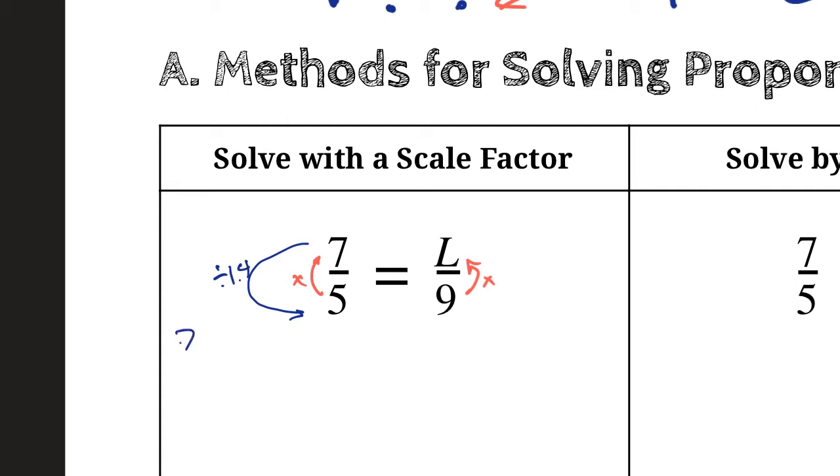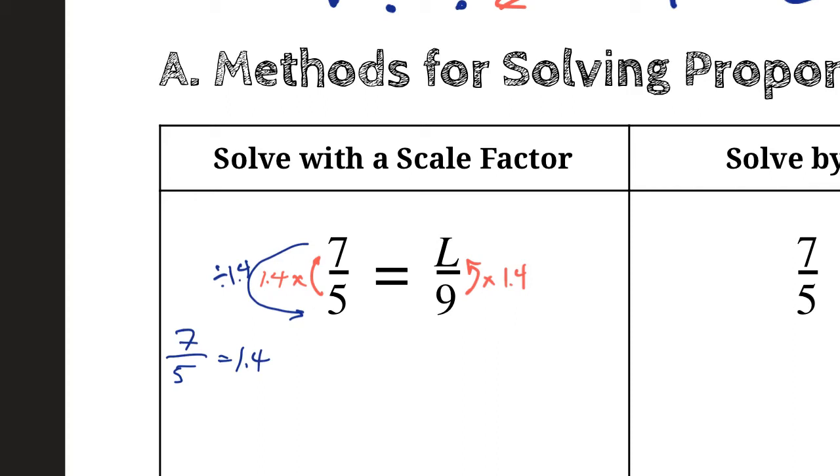And the way I got that, by the way, is I just literally divided 7 by 5 equals 1.4. So to go the other way, what do we need to do? Well, we need to multiply by 1.4. And if I need to multiply by 1.4 to go here, I can do the same thing over here. Multiply by 1.4.